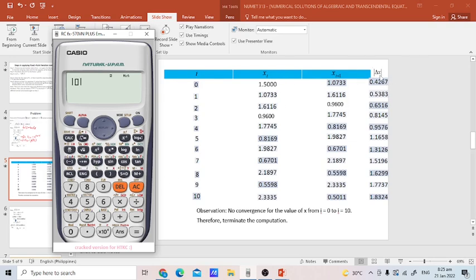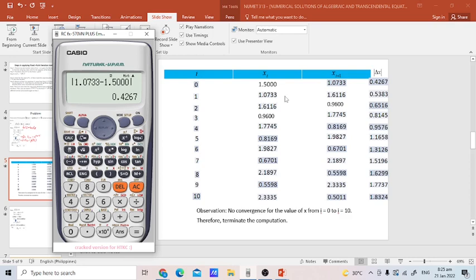delta x is x sub I plus 1 minus x sub I, 1.0733 minus yung difference nila, 1.5. We get 0.4267. O tapos, ito ay x sub 1. So, sabihin niyan, x sub 1.0733 yung bagong x sub 1.